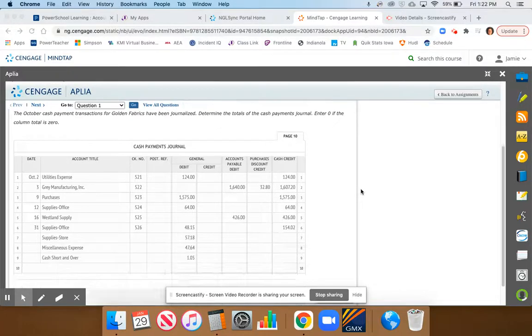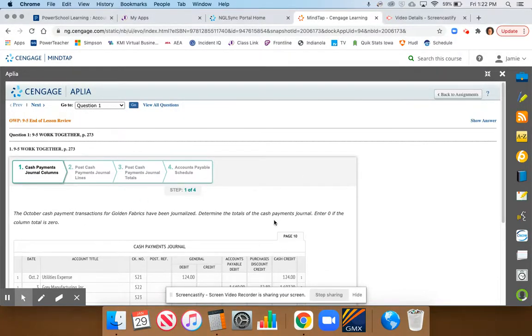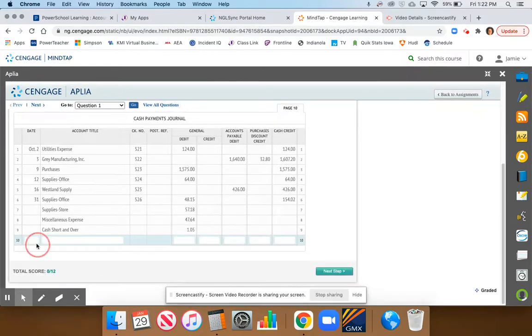For the 9-5 work together, we begin by totaling the cash payments journal. On the last day of the month, 31 days in October, we write totals. Then we go through and add up all our columns. I've already done that, the total general debit column. Nothing in the credit column, so we'll put a 0. There are our totals. That is step number 1.